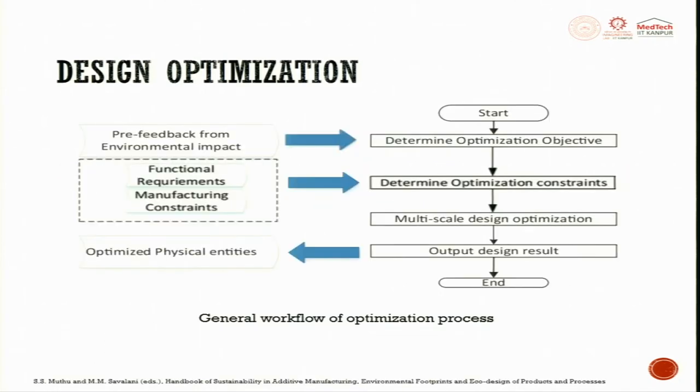In the design optimization, the feedback from the environment is taken. That acts as an input. This is how the workflow of optimization goes. So this goes as input, and that determines the optimization objective in the flow chart. Then to determine the optimization constraints, the functional requirements and manufacturing constraints both play a major role. And this is put in a dotted box because this is in itself a big system, or a big set of parameters play a role in it. Then multi-scale design optimization takes place. Then output design results give us the optimized physical entities. This is how the general workflow goes.